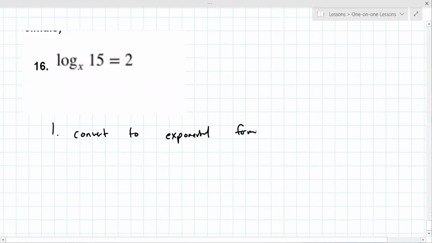So if you need to look up in your notes, do that. I can scroll up if you'd like, but I want to hear what you get when you convert this to exponential form. Oh, exponential form? Oh. x squared equals 15.